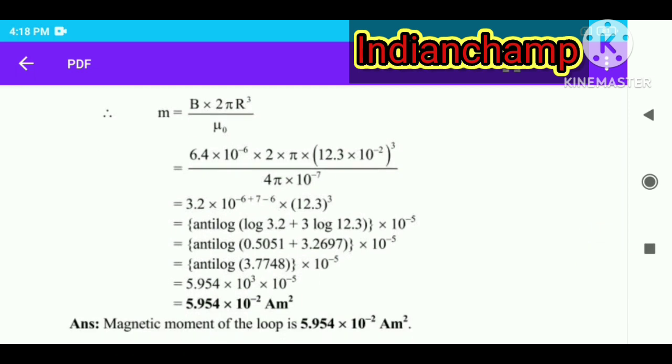5.954 × 10^3 × 10^-5 is equal to 5.954 × 10^-2 A·m². Answer: the magnetic moment of the loop is 5.954 × 10^-2 A·m².